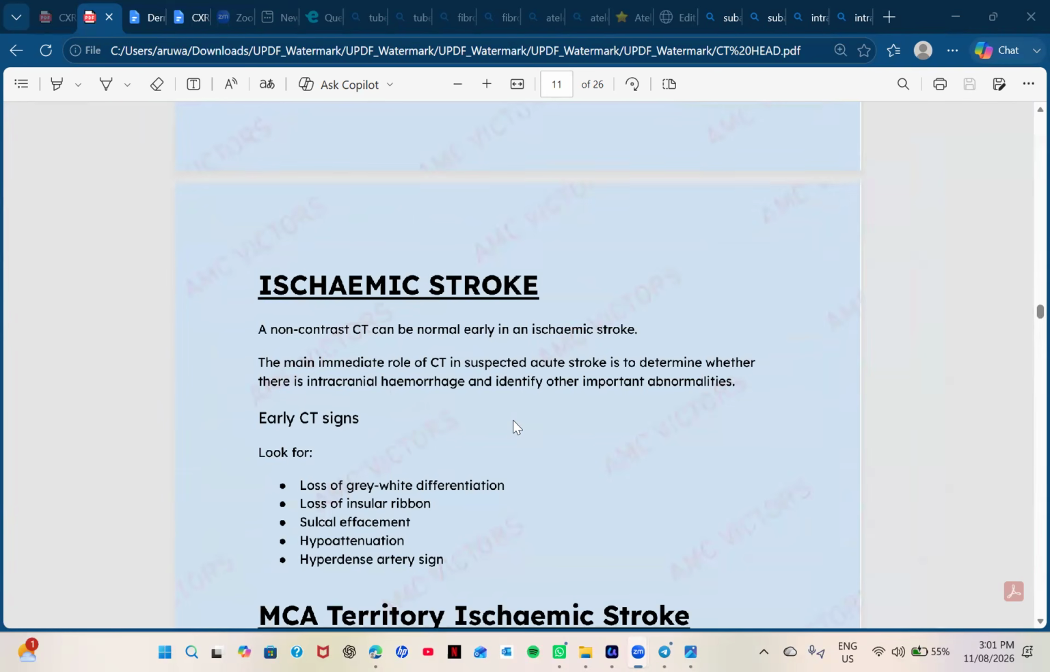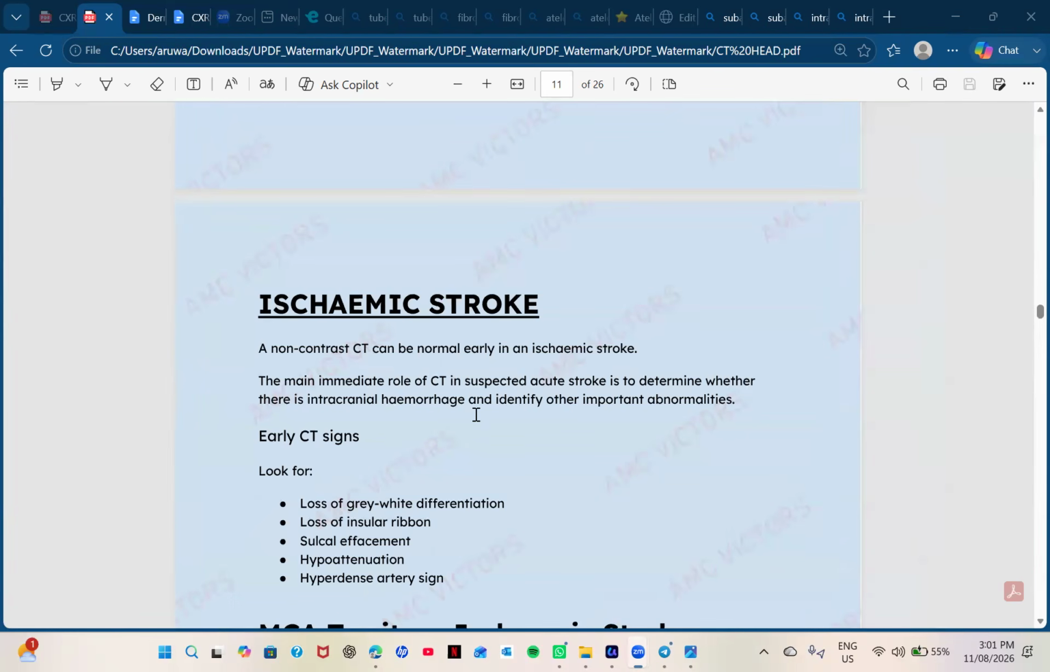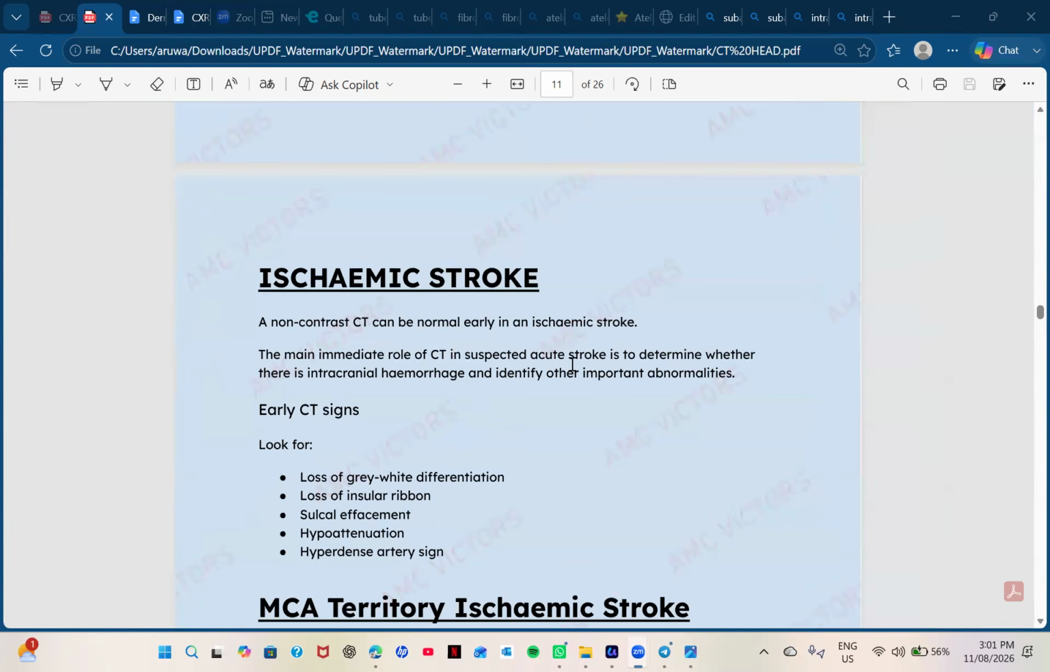Next, you have to understand about the stroke, right? How these strokes present. Stroke also we can associate with different features, right? So if you suspect a stroke, initially what you are doing is non-contrast CT, right? Why? You need to exclude brain hemorrhage first. That's why you are initially doing this non-contrast CT.